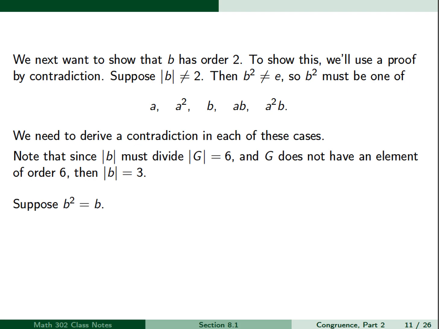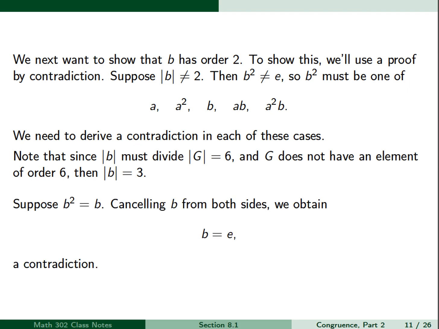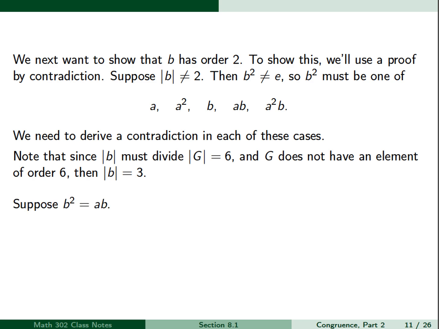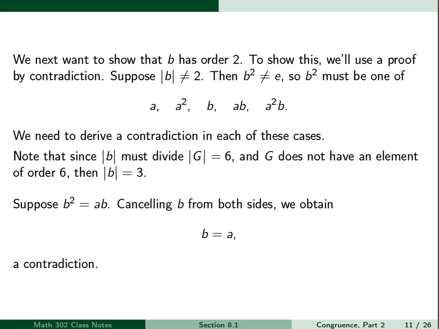Third case, suppose B squared is equal to B. Canceling B from both sides, we obtain B is equal to the identity, which is a contradiction. Our fourth case is suppose B squared is equal to AB. Canceling B from both sides here, we obtain B is equal to A, another contradiction.